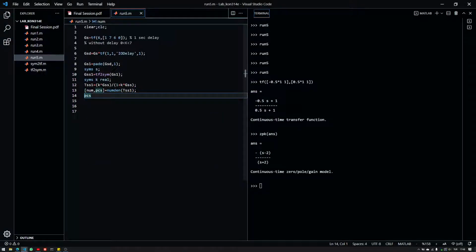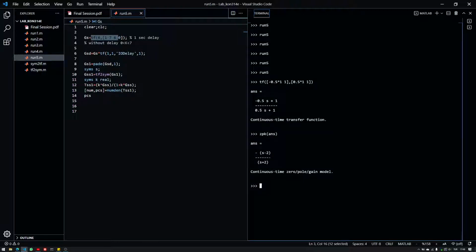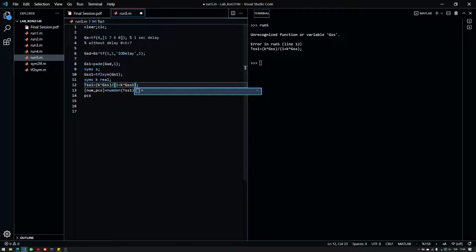So the important part here is to form PCS, which is, by the way, quite straightforward. If you multiply both fractions, you will get a fraction, and you use the numerator times K plus the denominator, and that's it. That's the shortcut. So yeah, this should be GSS1.